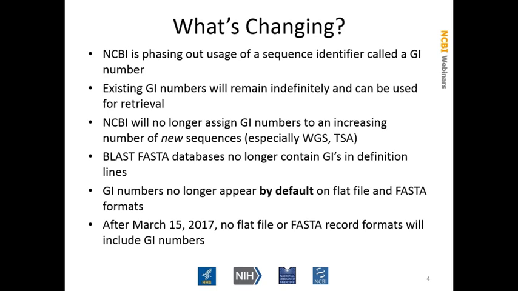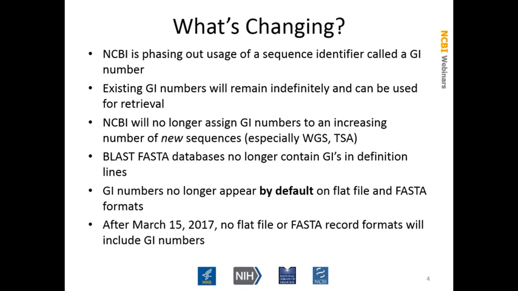The real issue are sequences that will not have GI numbers assigned to them. Those sequences in particular are things like WGS and TSA, transcript shotgun assembly sequences, many of which do not have GI numbers now in any case, and more of those will continue not to have GI numbers. So those sequences are a problem in terms of trying to get GI numbers currently. That problem will continue to grow as we are unable to assign GI numbers to more and more of those sequences.